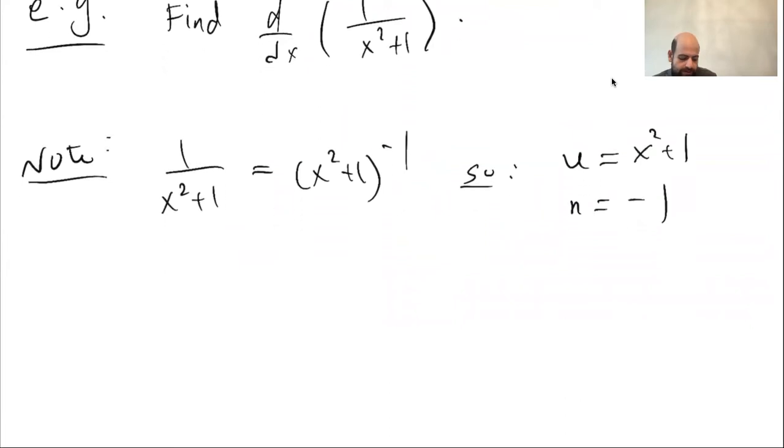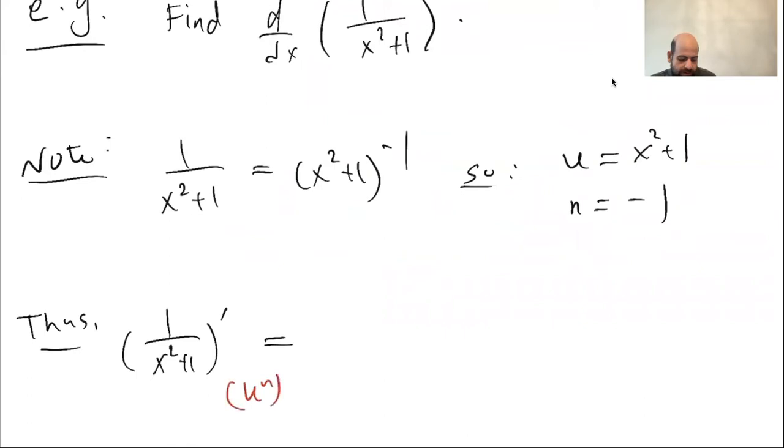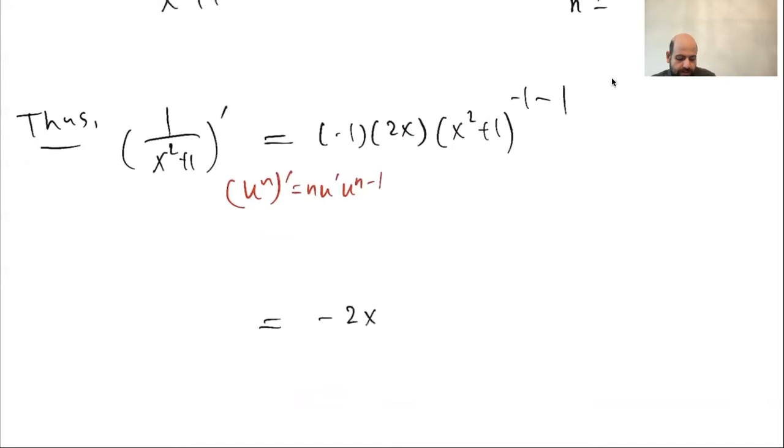So what will be the derivative? Thus we can say that the derivative of 1 over x squared plus 1 will be, remember the formula, the derivative of u to power n is n u prime u to power n minus 1. So here I can say that n is minus 1, u prime is 2x, and x squared plus 1 to the power n minus 1. n is minus 1 itself. So minus 1 minus 1. And then this is minus 2x times x squared plus 1 to power minus 2.